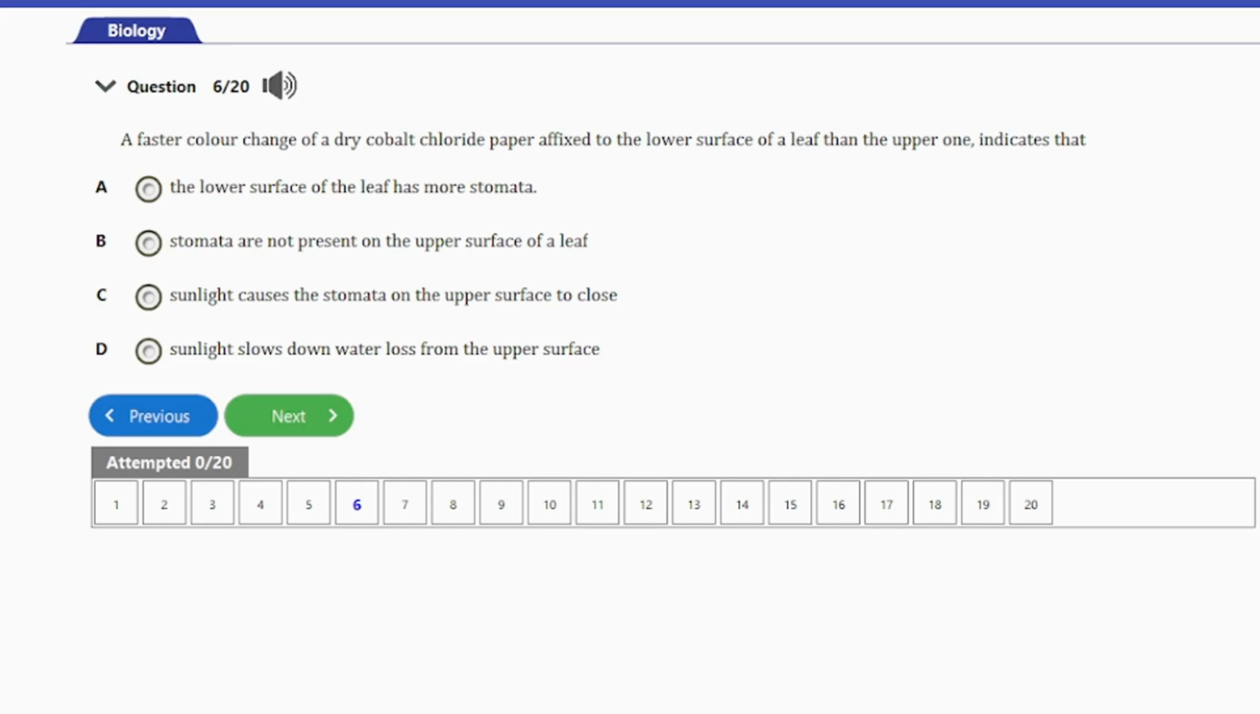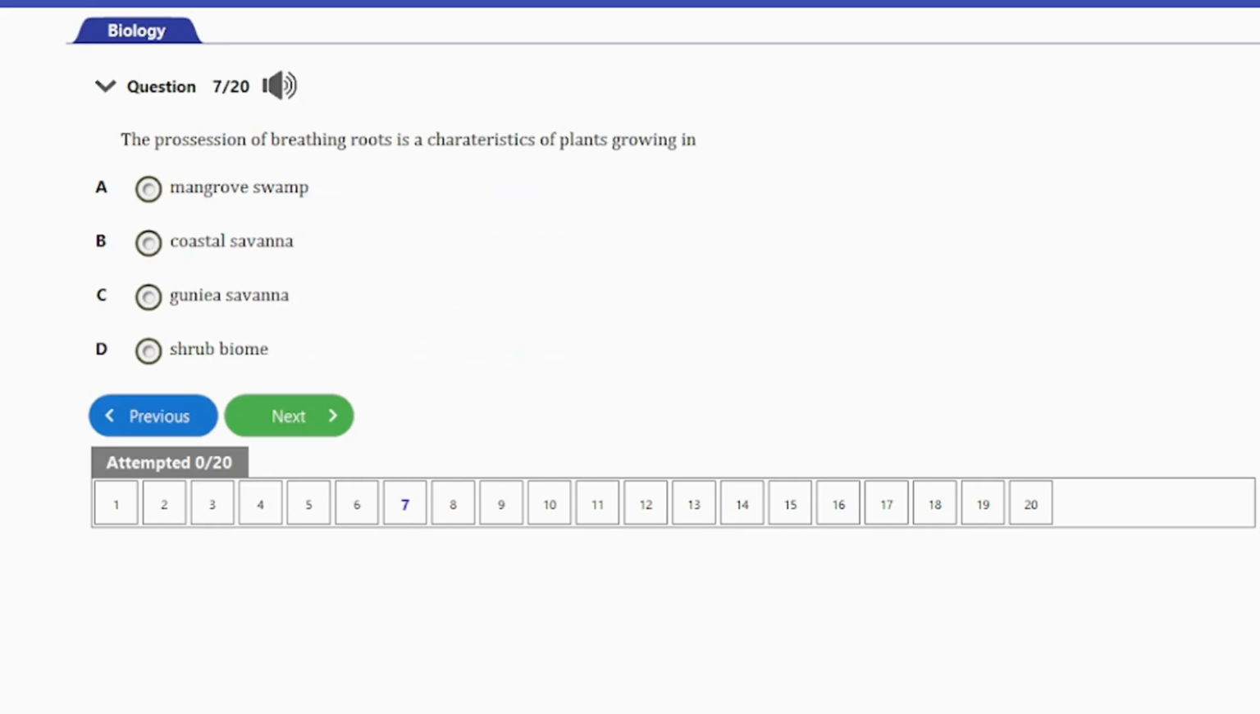The lower surface of the leaf has more stomata than the upper surface. A faster color change of a dry cobalt chloride paper affixed to the lower surface of a leaf than the upper one indicates that the lower surface of the leaf has more stomata. So let's consider the next question.